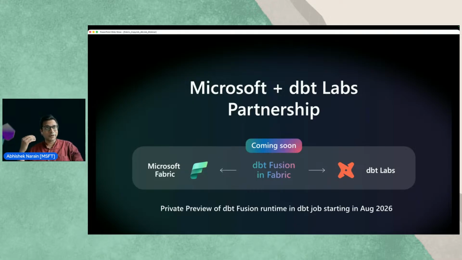More than happy to connect offline with any of you to work in terms of getting you to GA with DBT job. But more importantly, we have a partnership which we announced last year with DBT Labs in terms of bringing Fusion as a native engine in Microsoft Fabric. And we are working on that, and private preview is staged for August. By the time we GA, this will already be in preview. The Fusion runtime, the core runtime version 1 is already available, and that will be GA'd by September.